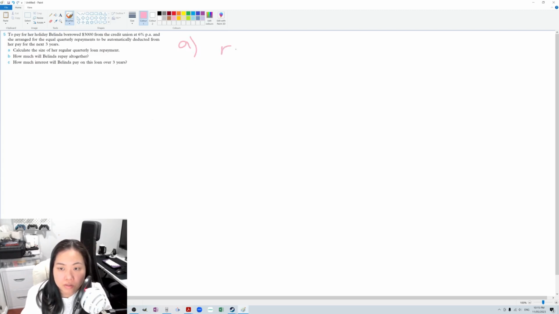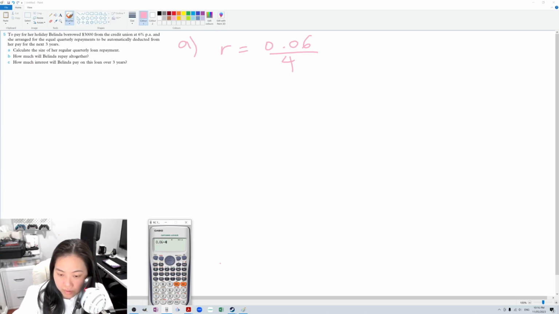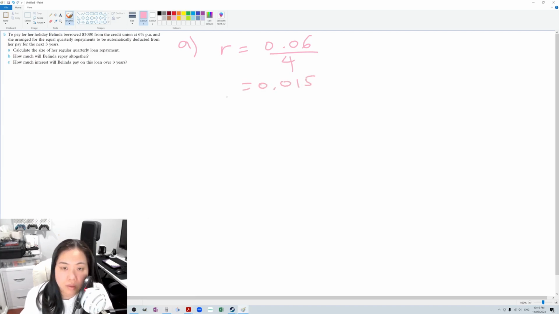Let's work out a few things. So we know R is going to be 0.06 divided by 4 because the repayments are made quarterly. Since the repayments are being paid off quarterly, I'm going to assume the interest is also being compounded quarterly because I have no other information to go off. Now what will that be? 6 divided by 4 is 0.015. What else do we know? The number of times that the interest is applied will be 3 times 4, that's 12 times. There are 4 quarters in each year, so there are 12 quarters in 3 years.